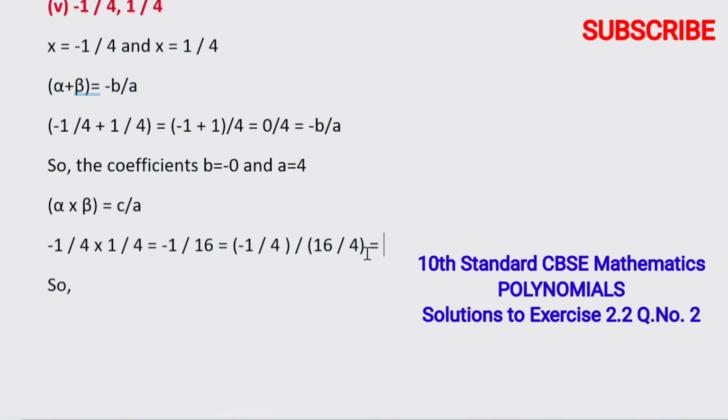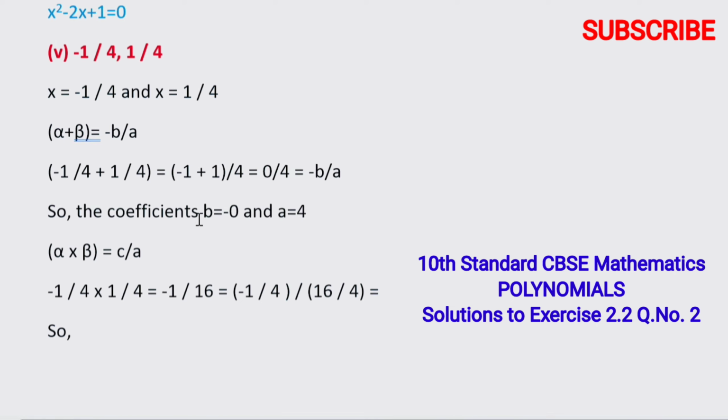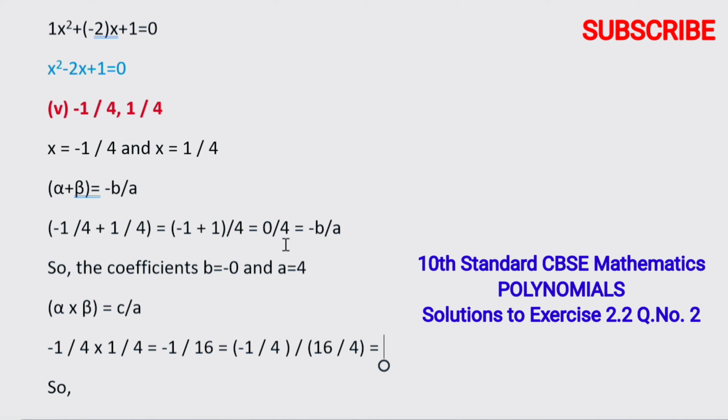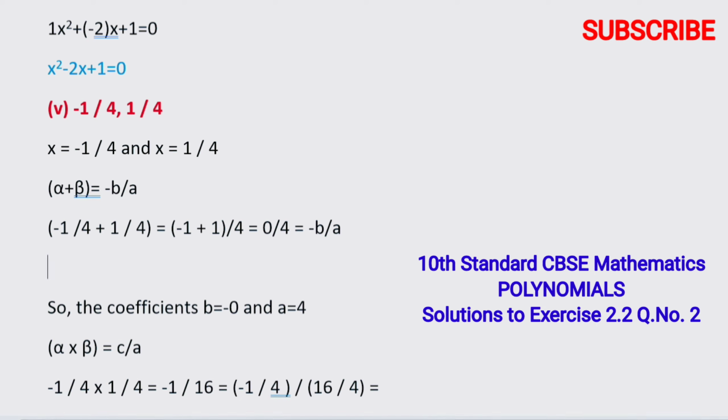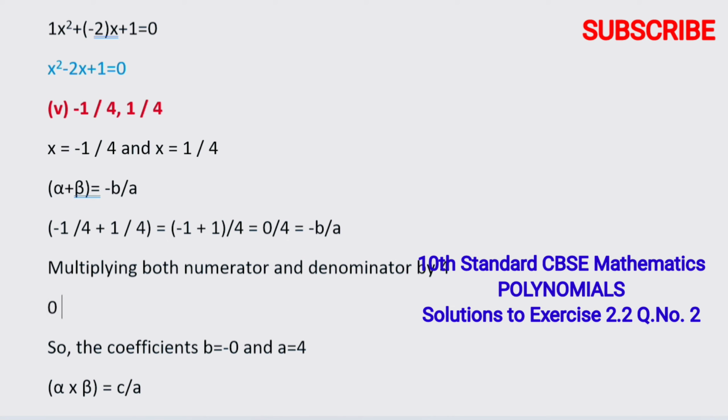Better I'm doing like this from here. I don't want to go here. Here, friends, better I'm giving here only, because in alpha plus beta, 0 by a is there. In this case, I'm multiplying both numerator and denominator by 4. So 0 into 4, and 4 into 4.